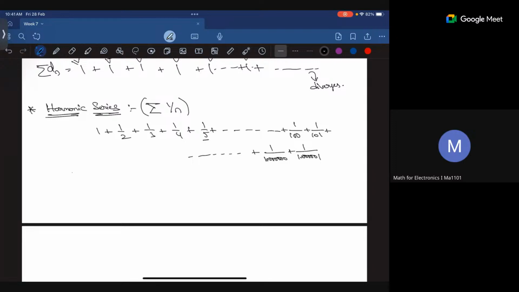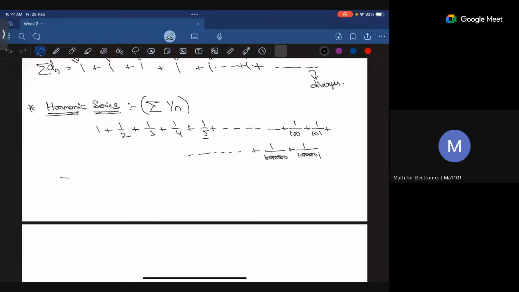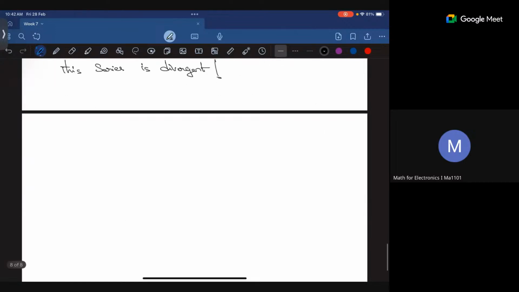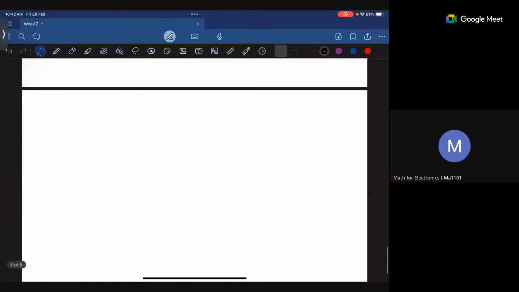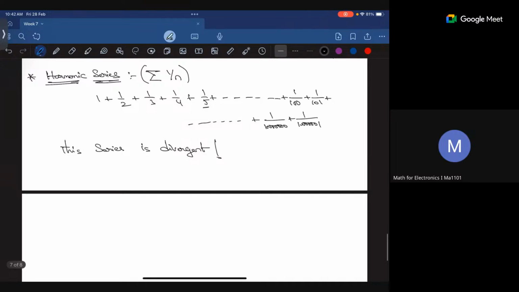But the fact is, this series is divergent. And we are going to use the comparison test to conclude this series is a divergent series. Okay, so let's do that. And the proof is really intriguing, so you just have to pay attention. And maybe after this proof, you will also get convinced that this particular series is a divergent series.